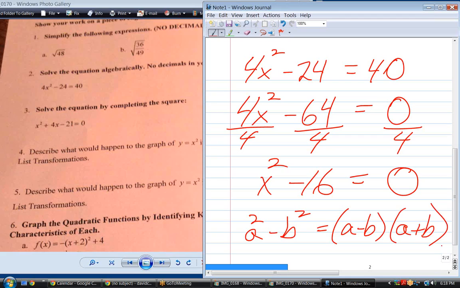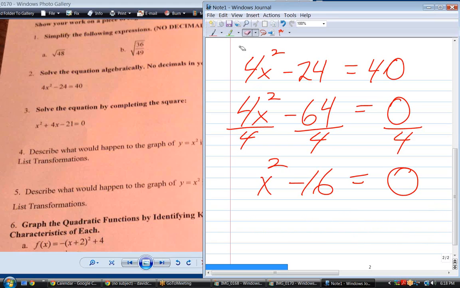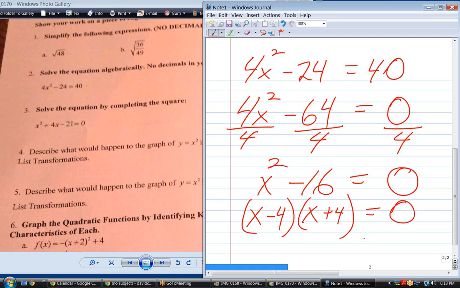that's the difference of perfect squares, it always factors into a minus b times a plus b. Always. Well, this is the difference of perfect squares. So this is going to factor into x minus 4 times x plus 4. And notice now if I go to solve for x, well, x can be either equal to plus 4 or based on this one, x can be equal to minus 4.